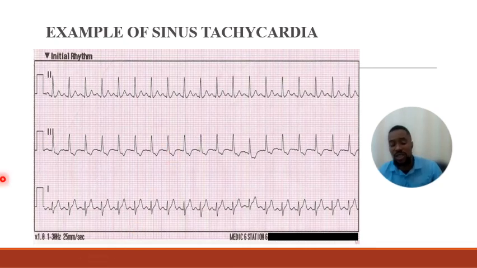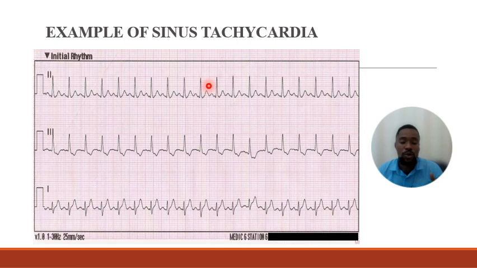So that was a normal sinus reading. Now, this sinus tachycardia: the first thing you look for in a sinus rhythm is the P wave. You can see the P wave in lead II is normal. This is a normal P wave. You can see it's upright, single, uniform, and round, with all those criteria.